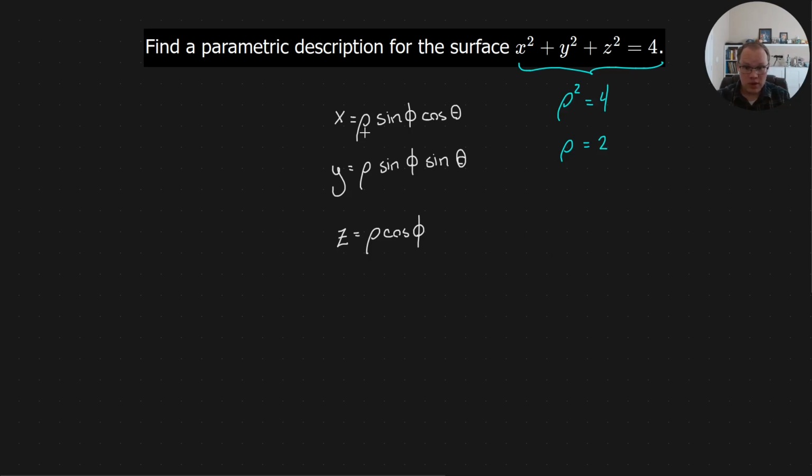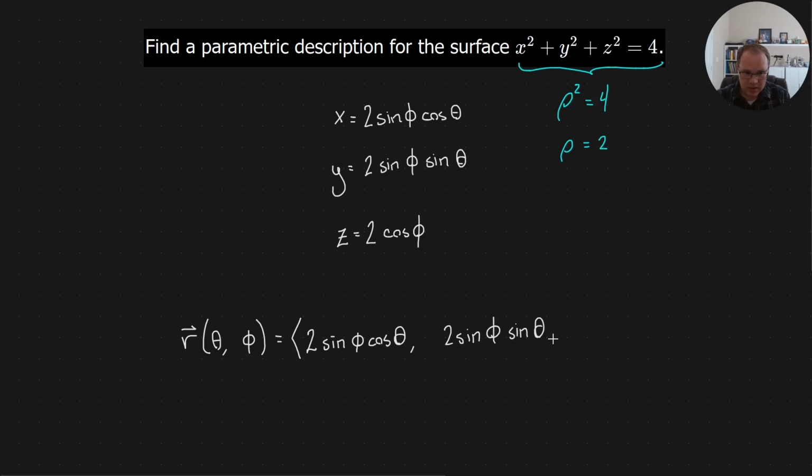Okay? So each one of these rows I can swap out for this particular surface with rho equals 2, because we're on a sphere of radius 2. That's what our spherical radius is always going to be. So I can express the surface of this sphere in terms of just our polar angle theta and our azimuthal angle phi. So x is going to be 2 sine phi cosine theta. Y is going to be 2 sine phi sine theta. And z is 2 cosine phi.